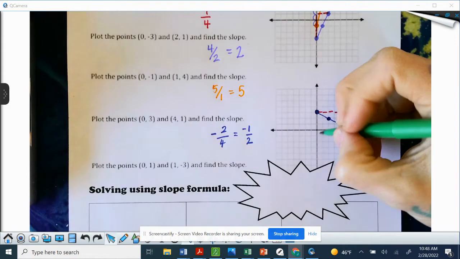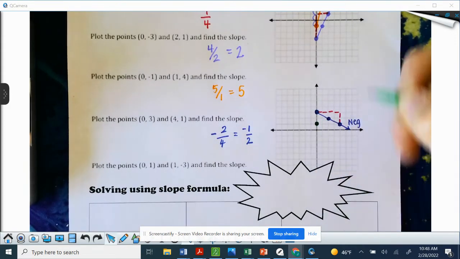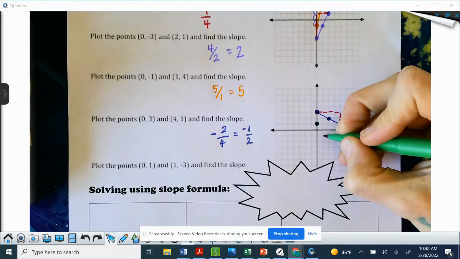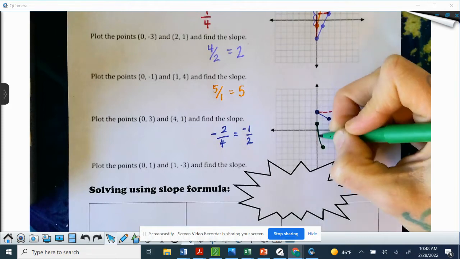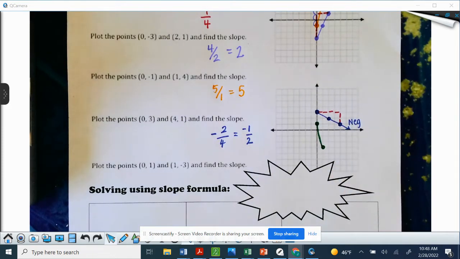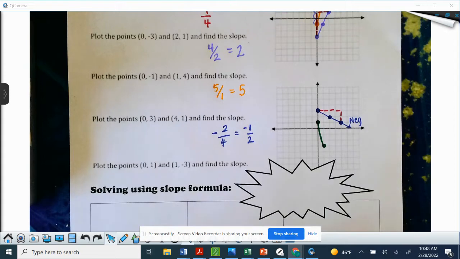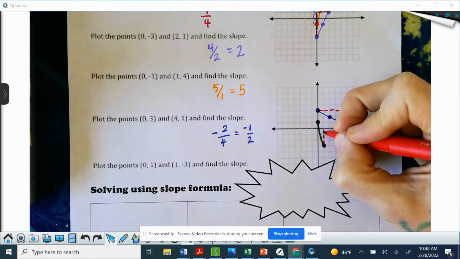Next points: (0, 1), (1, -3), (1, 1), (2, 3). You want to connect your dots. See, like that line wasn't very straight. But we count our rise and our run. So we rise 1, 2, 3, 4 to the left 1.